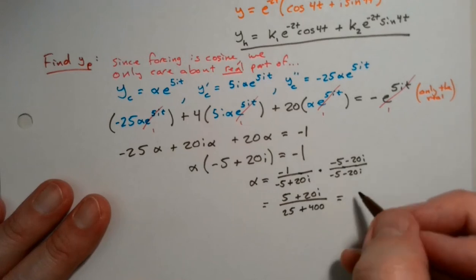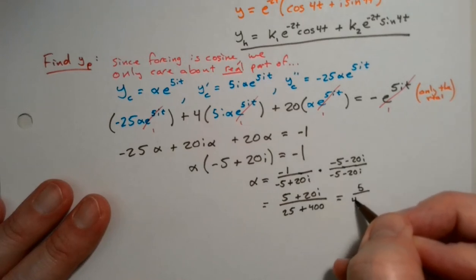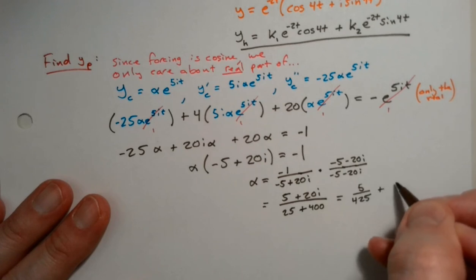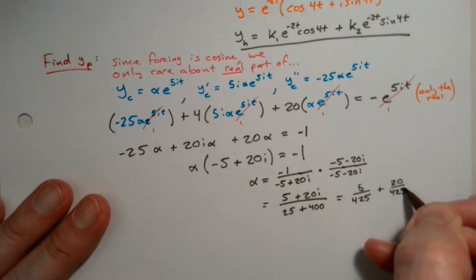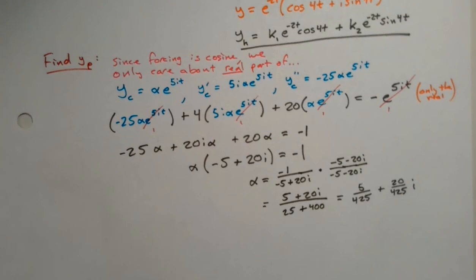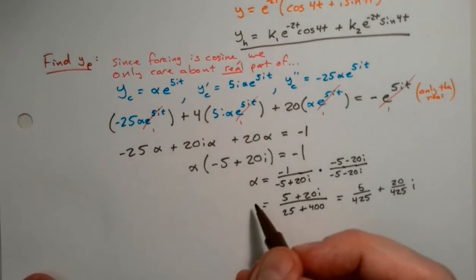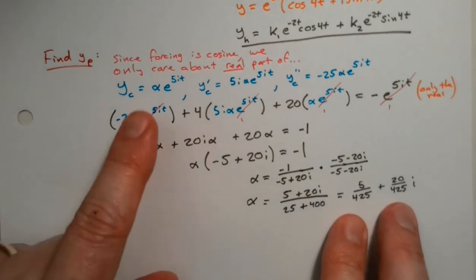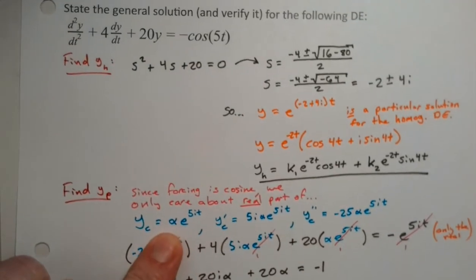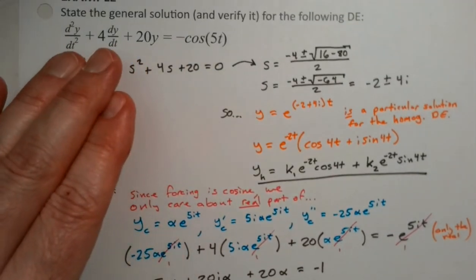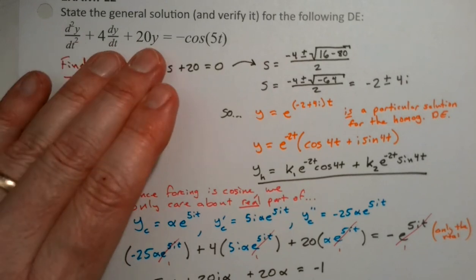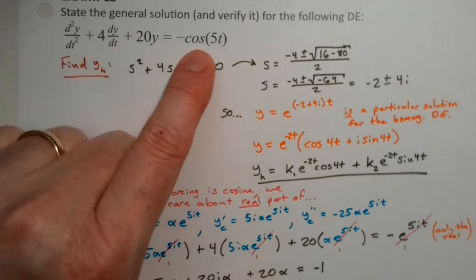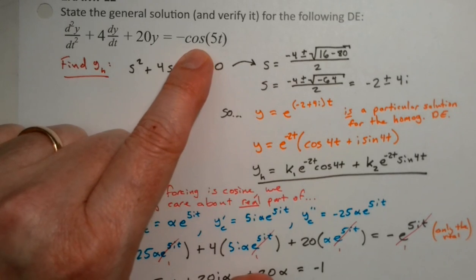So the end result is 5 over 425 plus 20 over 425 times i. And I'm fully aware that those simplify, so we'll simplify them when we get to the next step here. So that is the alpha value that makes our guess correct. It's a complex number, but it works. Now if we were to stop right here, take that, throw it in for alpha, and then stick that back into our original differential equation, we'd find out that on the left-hand side, if you plugged it all in correctly, it would be equal to, the real part of it at least, negative 5 cosine of 5t.